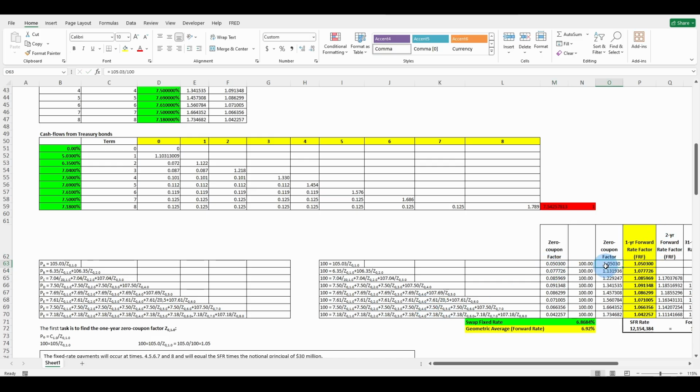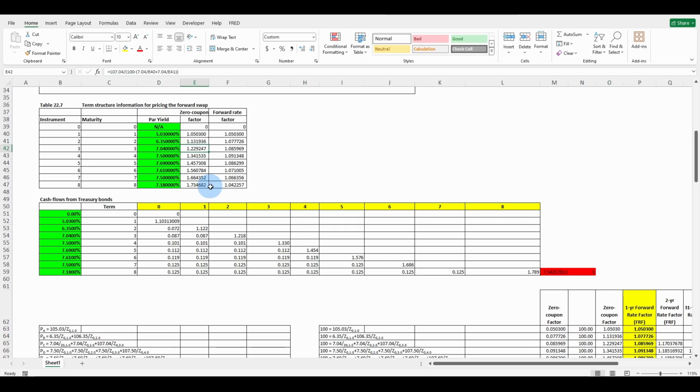In order to compute the zero coupon rate, I took 105.03, took this number here, and divided by 100. Then I took 106.35 right here, and just did the normal math, okay? And similar to what we did here, all right? Probably going to be the exact same numbers, and they are.